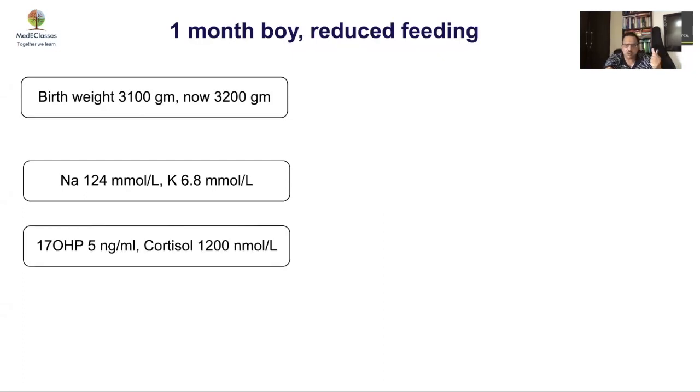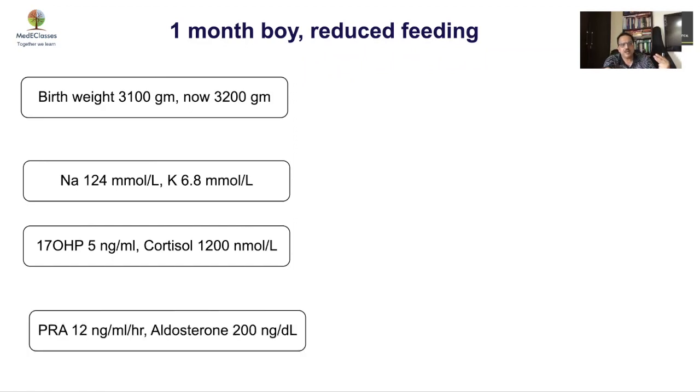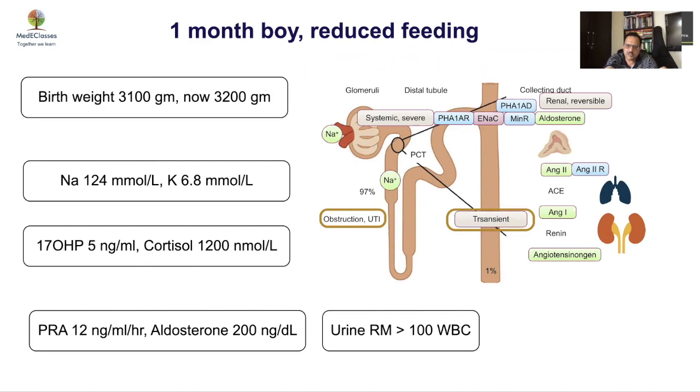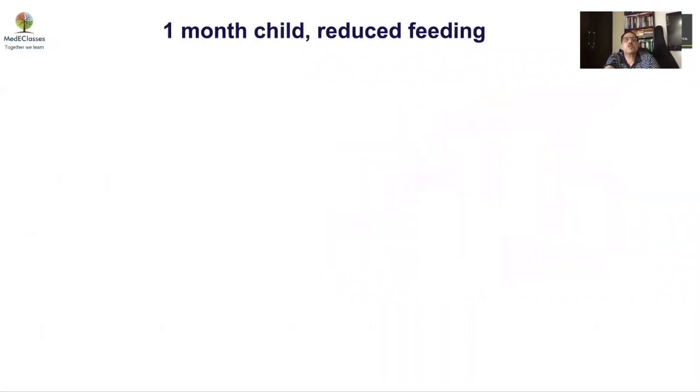A 1-month-old boy with reduced feeding, birth weight was 3100, now has gained only 100 grams, hyponatremia, hyperkalemia, 17-OHP is normal, cortisol is high. So it's not an adrenocortical defect. Renin is high, aldosterone is on the higher side. So what are we dealing with? This looks like pseudo-hypoaldosteronism. But remember that reversible causes like obstruction and UTI can cause a similar picture. So this is a transient form. We found UTI and obstruction. This should always be excluded in a newborn with hyponatremia and hyperkalemia.